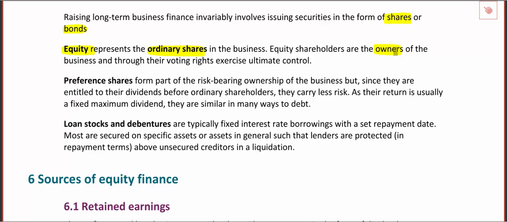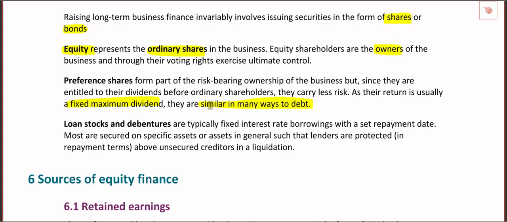Preference shares are slightly different. Preference shares are normally given a fixed maximum dividend, and they're guaranteed that dividend before an ordinary shareholder. So slightly less risky than an ordinary shareholder, so therefore it's normally slightly less return. But because they're given this fixed dividend, that sounds a lot more like a loan. It sounds a lot more like an interest payment. So in many ways they are pretty similar to debt finance.